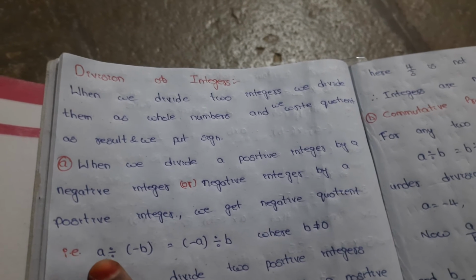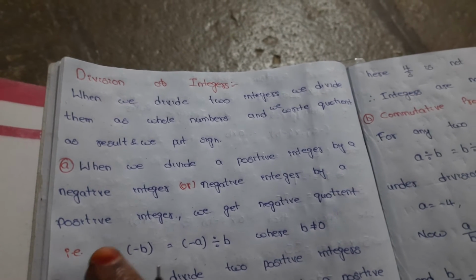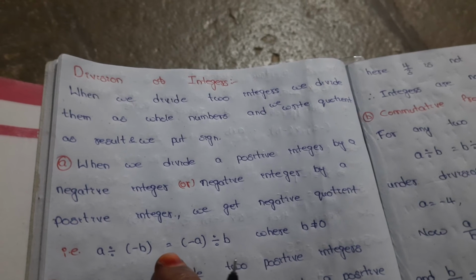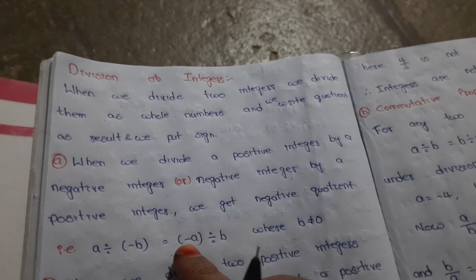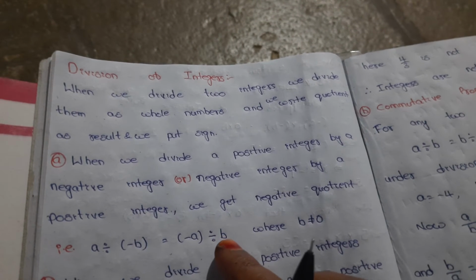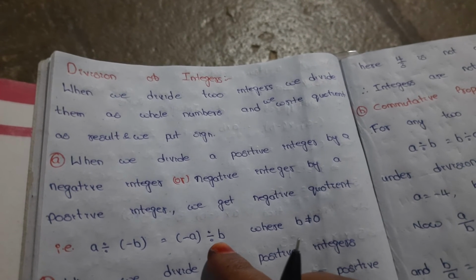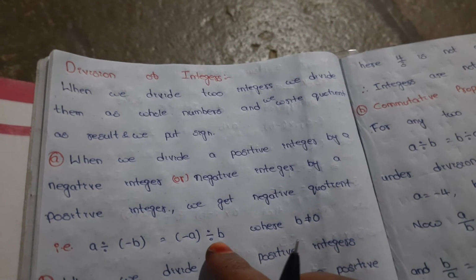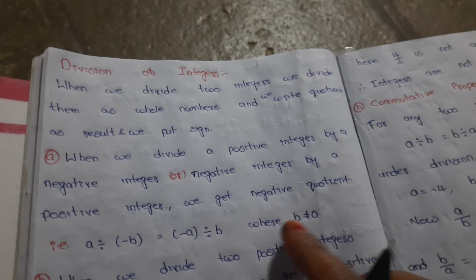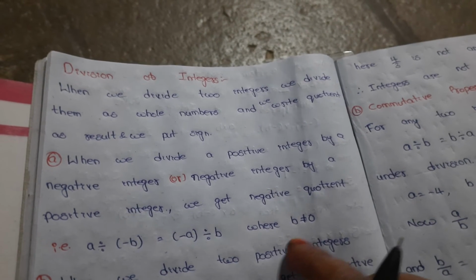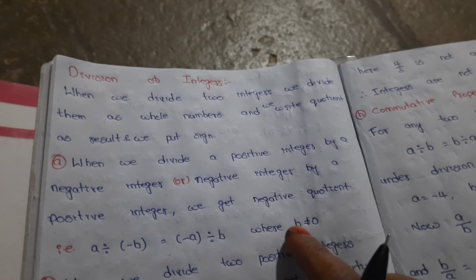That is, when we divide a positive integer a by a negative integer b, it is equal to a negative integer a divided by a positive integer b, which gives the same result, that is, a negative quotient. Here the denominator, that is the second integer, should not be equal to 0.